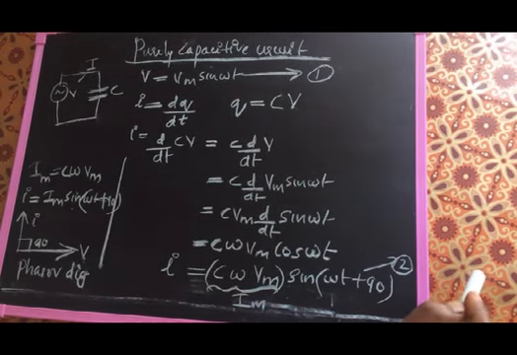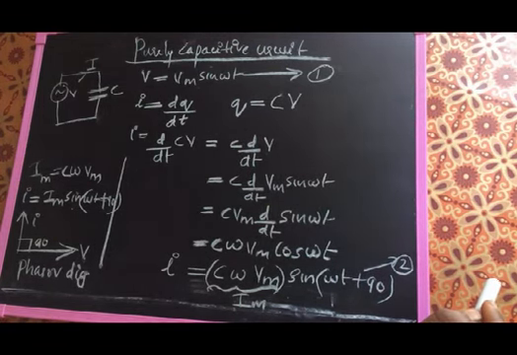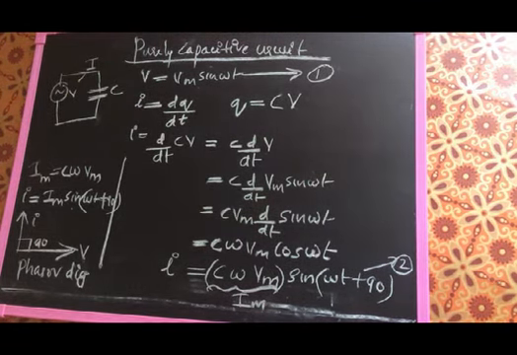So I can summarize the three circuits. In a purely resistive circuit, both current and voltage are in phase, and in a purely inductive circuit, current lags voltage by an angle of 90 degree, and in a purely capacitive circuit, current leads voltage by an angle of 90 degree.